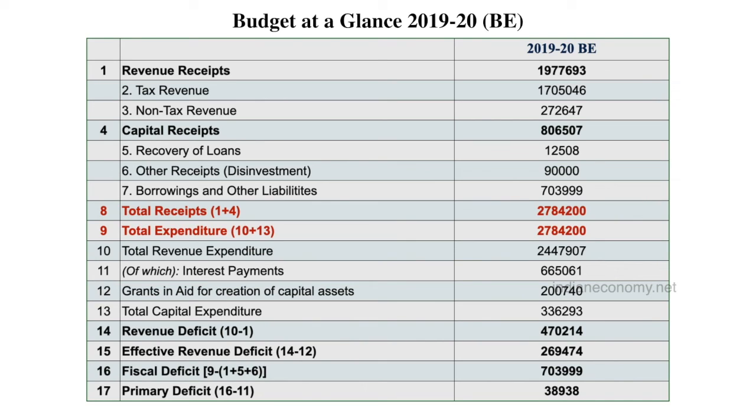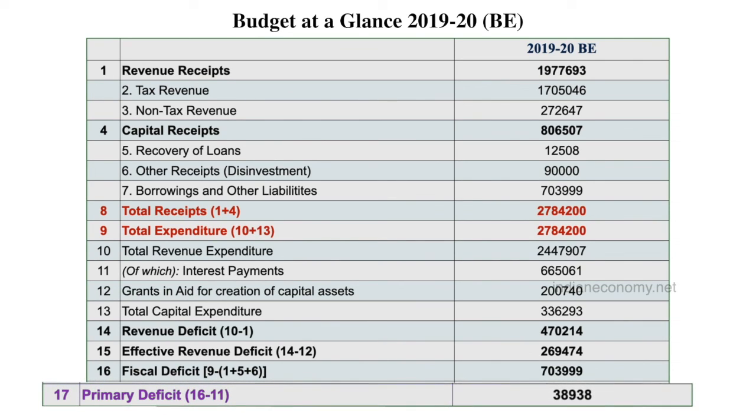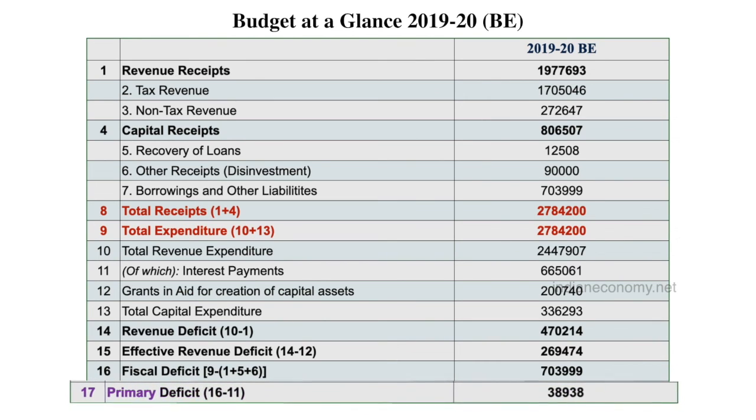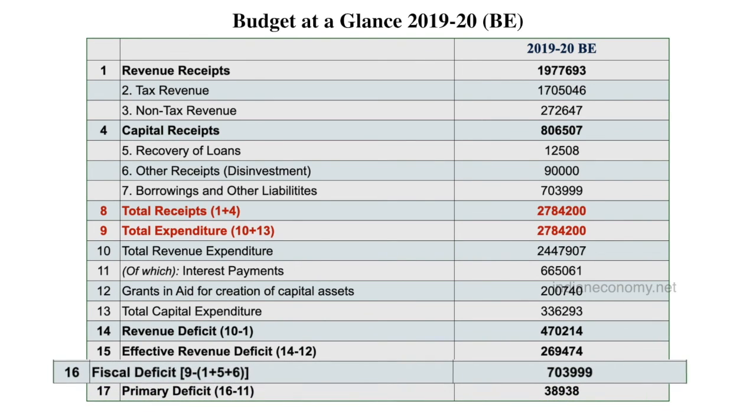And what actually primary deficit shows? It shows the non-interest expenditure of the government that is met out of borrowing. Remember, how much of the non-interest expenditure is met through borrowing? That is what the primary deficit shows. Primary deficit for 2019 budget is 38,938 crores rupees, or that is around 0.2% of the GDP. Remember, primary deficit is around 0.2% of the GDP. The fiscal deficit is around 3.4% of the GDP that we have not mentioned earlier. Remember, the size of fiscal deficit for 2019 budget is 3.4% of the GDP.